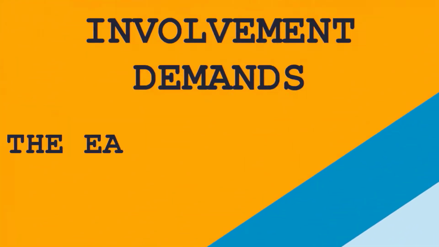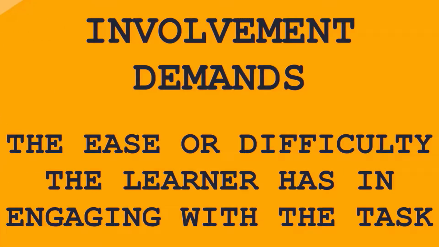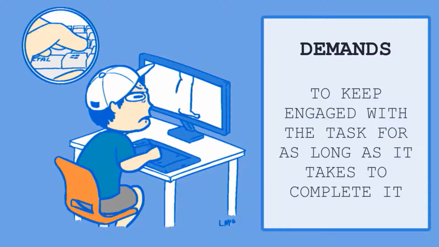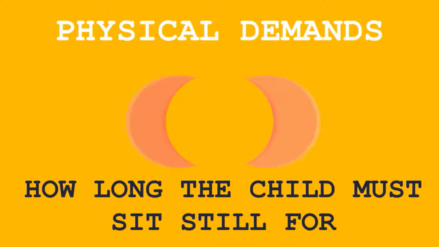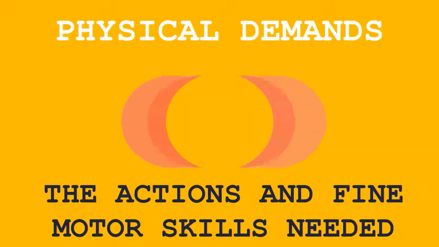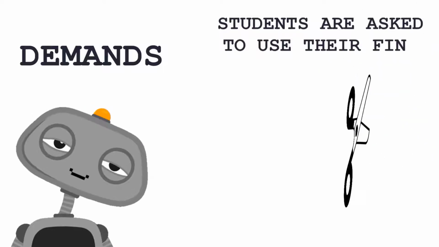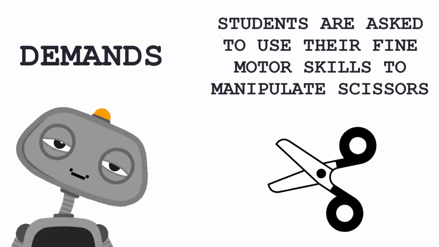Involvement demands vary with the ease or difficulty the learner has in engaging with the task. Students are asked to keep engaged with the task for as long as it takes to complete it. Physical demands vary depending on how long the child must sit still for, the actions and the fine motor skills needed. Students are asked to use their fine motor skills to manipulate scissors when cutting the images.